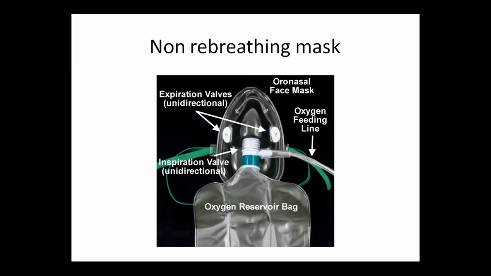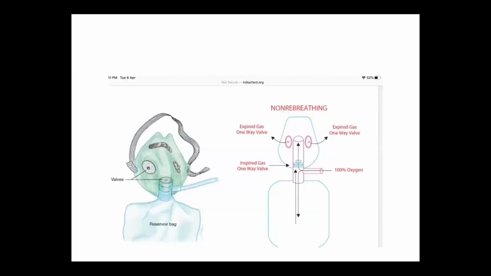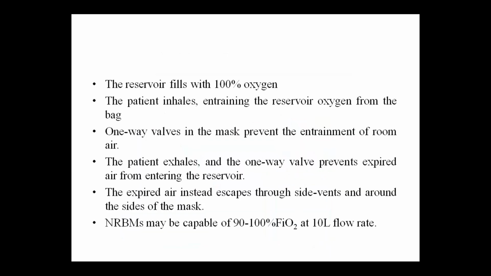When the patient expires, the unidirectional inspiration valve is closed and the patient exhales. And when the oxygen is delivered to the patient, the expiration valves are closed. There's no entrainment of air from the outside. So it provides close to 100% oxygen to the patient. These are the expired one-way valves. These are the inspired one-way valves. And there's no mixing of inspiratory and expiratory gases. The one-way valves in the mask prevent the entrainment of room air. The expired air escapes through side vents and around the sides of the mask.